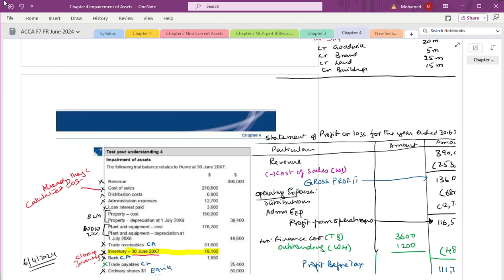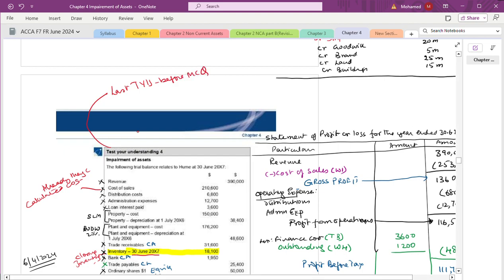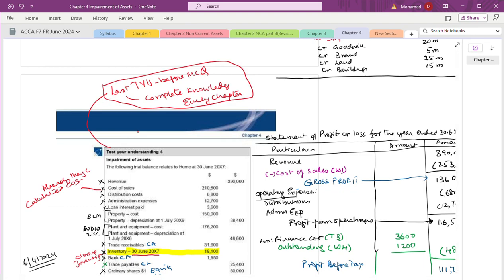I am telling you with all my responsibility: when you are revising, don't do it for the first time. Once you have revised, do the last question, the last test your understanding before MCQ. It gives you complete knowledge. I am putting it on paper, black and white, for every chapter. You should understand and do it equally, and by the time we do MCQ, you will not have any doubts.